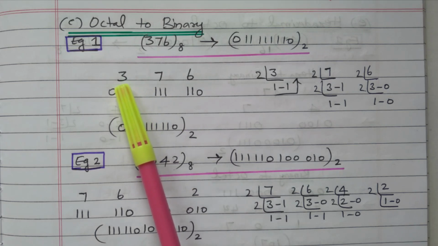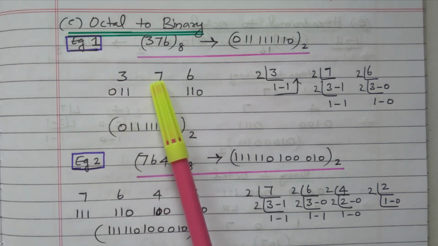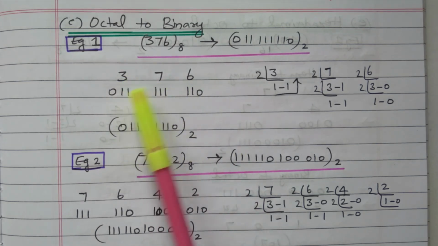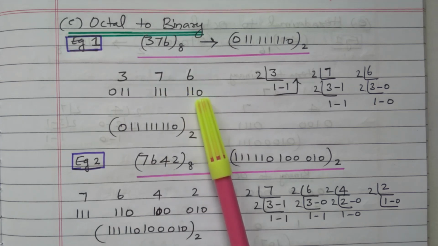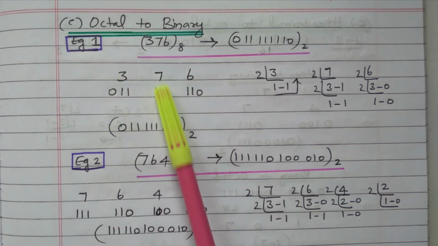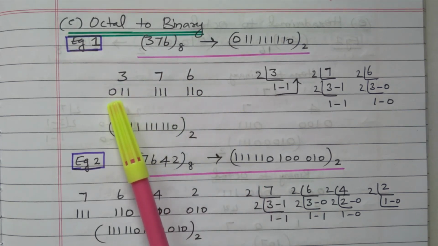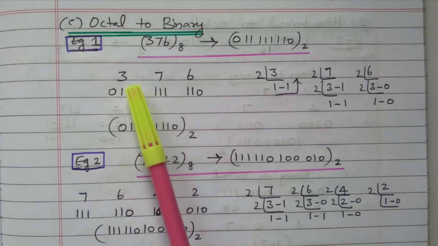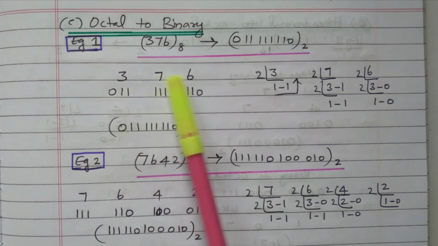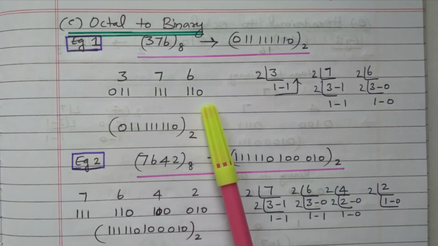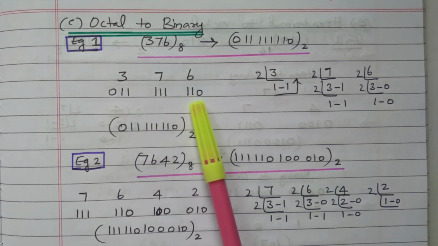First write the octal number separately: 376. You need to convert 3 into binary, 7 into binary, and 6 into binary separately, and write each in 3 digits. If digits are short, add 0 on the MSB side. So first write the given octal number as separate, individual digits. Individual digits should be converted into binary and made into 3 digits. If the digits are fewer, we need to add 0.